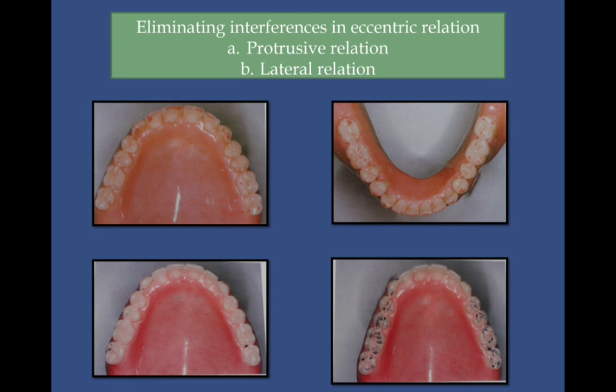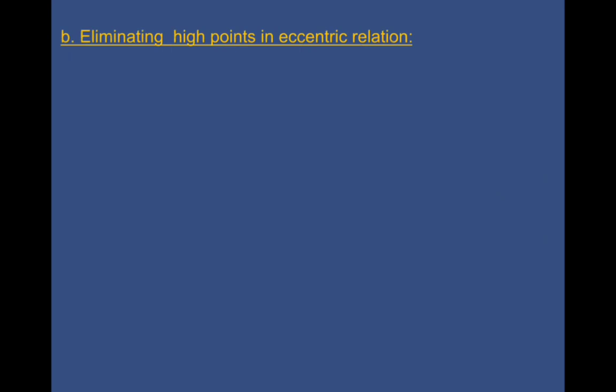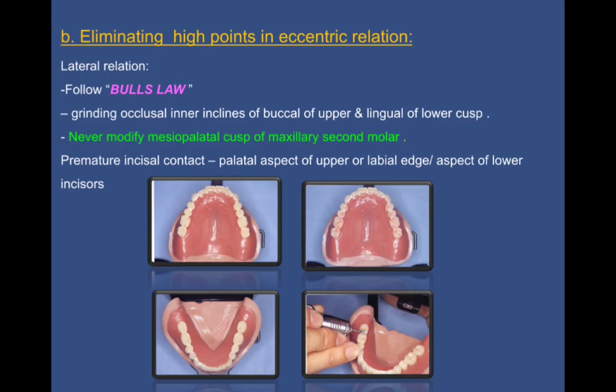In lateral, again you are going to move the articulator left and right, and you are going to see for the proper marks which are going to be there on the articulator. So now how do you go and reduce these contacts? For eliminating high points in eccentric relation, you are going to follow the Bull's law.